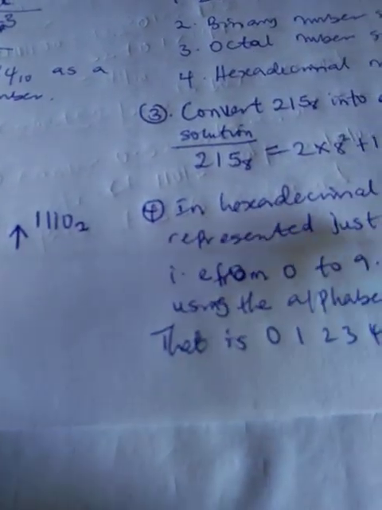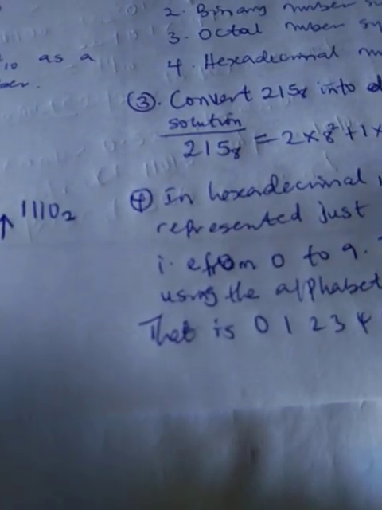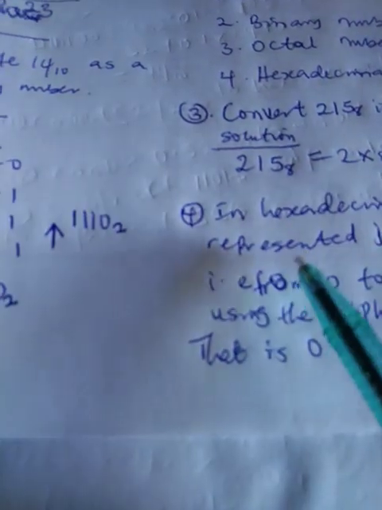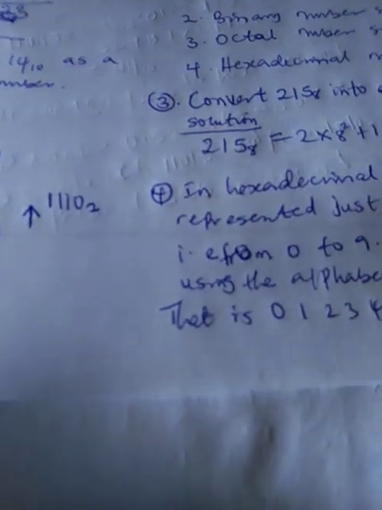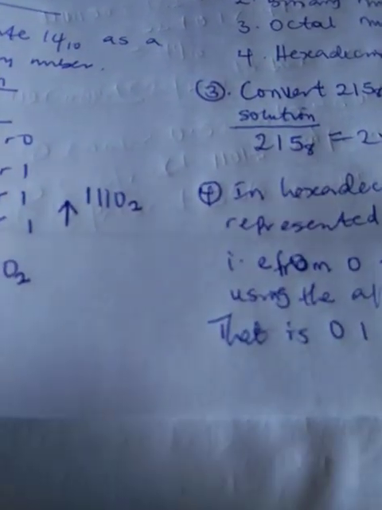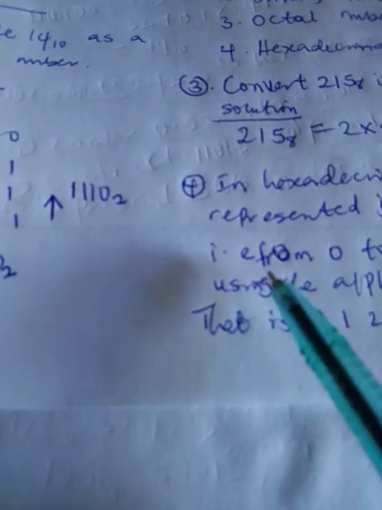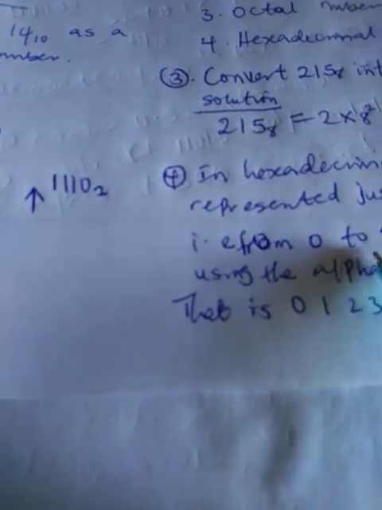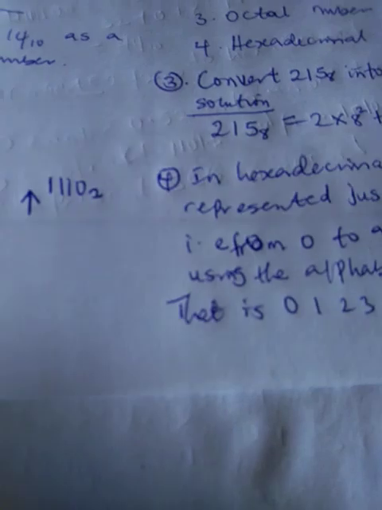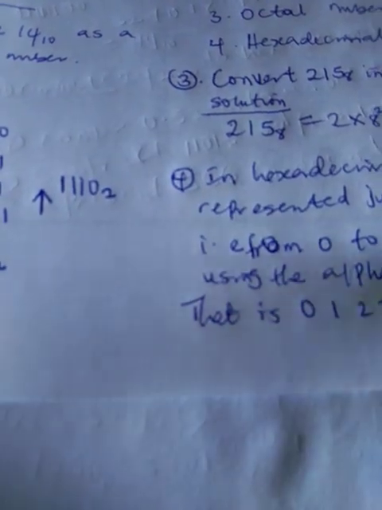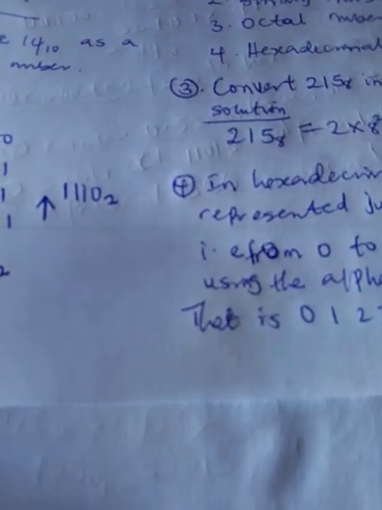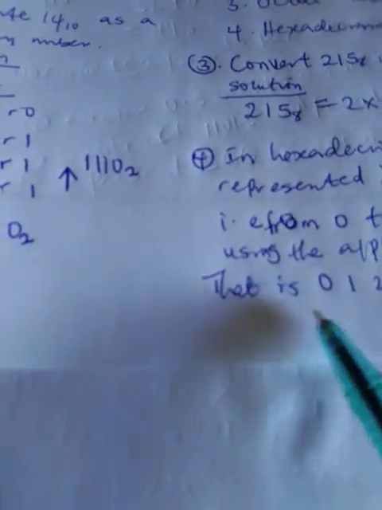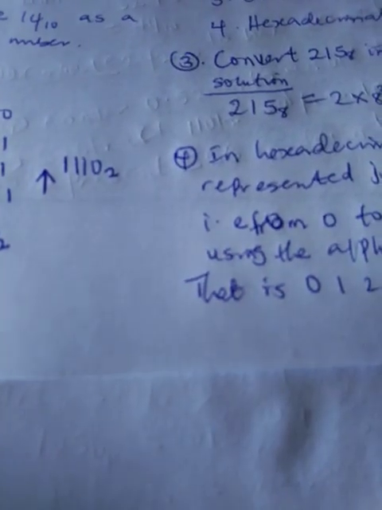That is done. Now, number 4. In hexadecimal, the numbers are first represented just like in the decimal system, that is from 0 to 9. Then the numbers are further represented using the alphabet from A to F. You can see now 0 to 9, then you have A, B, C, D, E, F.